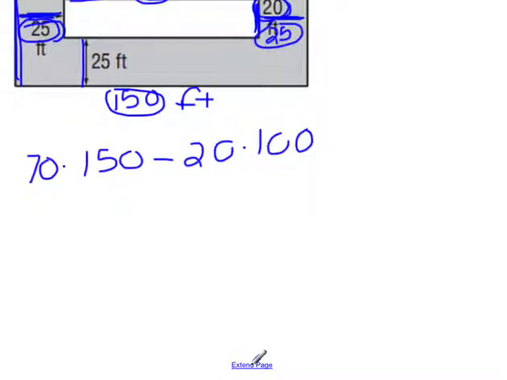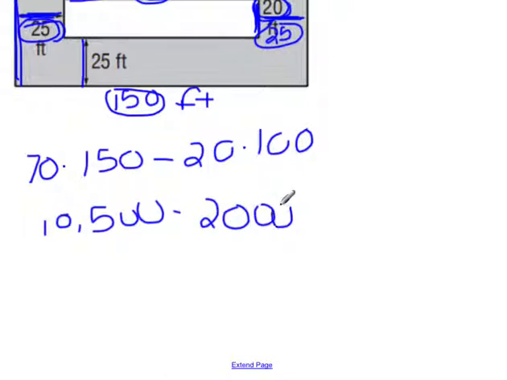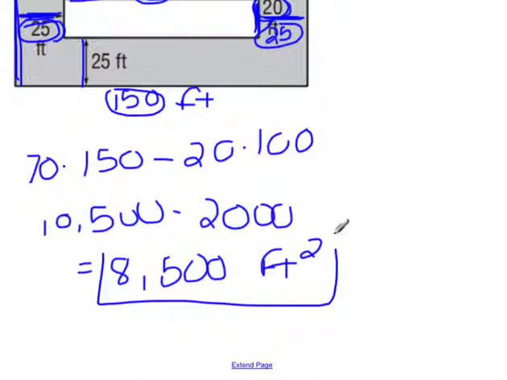So then, when you go to multiply those out, you end up getting 10,500 minus 2,000. And when you subtract that out, you end up getting 8,500. And again, we want to write that as feet squared so that we can show that it is the area.